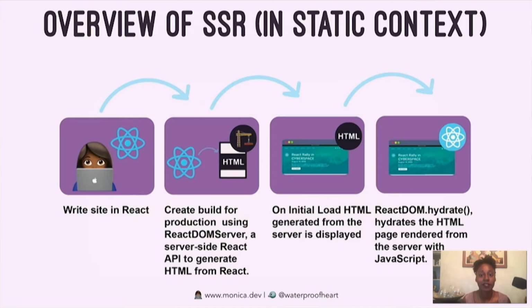So let's walk through what happens in a server-side rendered application like Next.js or Gatsby when all the pages for the site are built at once in the server. So first, you write the site in React. Then Gatsby creates a production build of your site using React DOM Server, a React server-side API, to generate HTML from React. When someone visits your website, the first thing they'll see is the HTML generated from the server. Then, once JavaScript has loaded, the React DOM Hydrate API kicks in to hydrate the HTML page that was rendered from the server with JavaScript. After hydration, the React Reconciler APIs take over and the site becomes interactive.